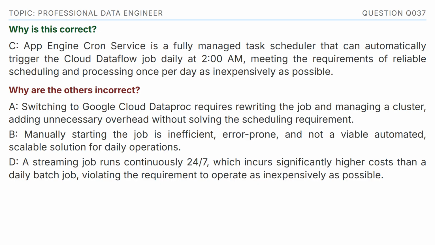scheduling requirement. B. Manually starting the job is inefficient, error-prone, and not a viable automated, scalable solution for daily operations. D. A streaming job runs continuously 24/7, which incurs significantly higher costs than a daily batch job, violating the requirement to operate as inexpensively as possible.